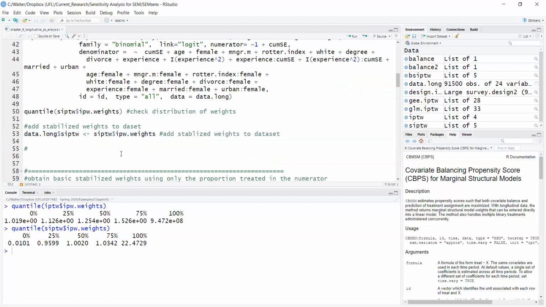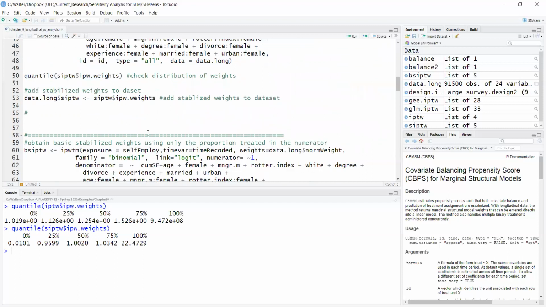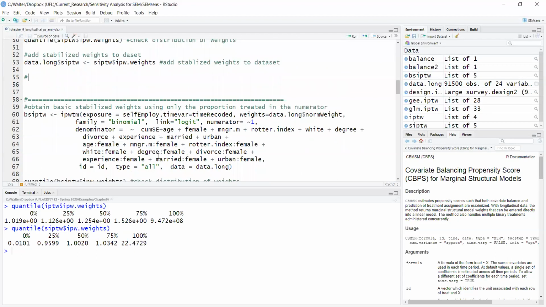Now, there is a simpler form of stabilizing, which is not as effective at reducing extreme weights. The only advantage of it is that it would control for selection bias due to the history of treatment, because the history of treatment is actually not used to stabilize. So in this basic stabilized weight, I'm just using the proportion treated in the numerator. I'm running again the same code as before.